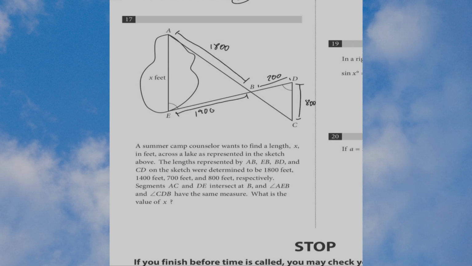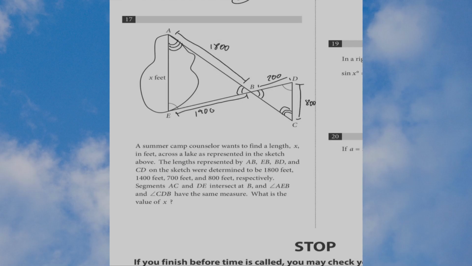So that means because B intersects AC and DE, this angle here is equivalent. And then since we have two of the angles, we know the last angle, so the angle at C and the angle at A are also equal. So this is really just a proportion problem. From A to B should be proportionally the same as B to C, and E to B should be proportionally the same to B to D, and then E to A should be proportional to D to C. The question is, what are these proportions?